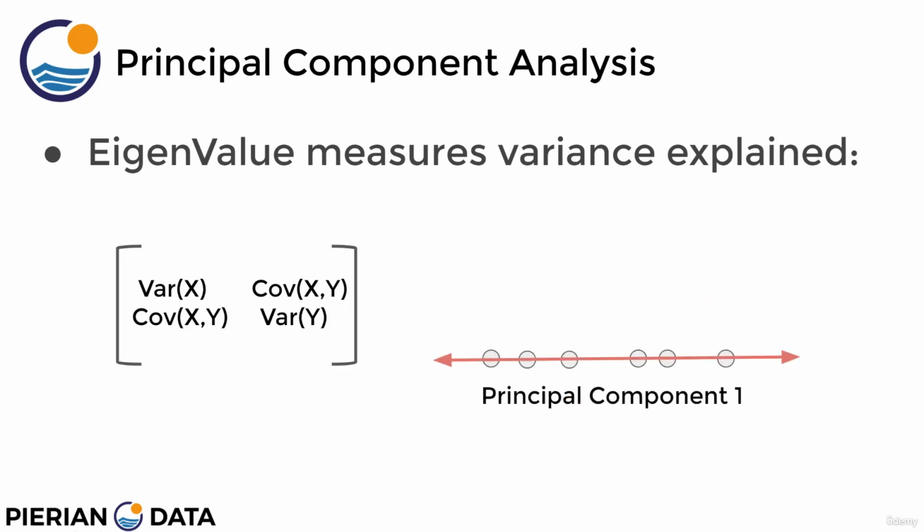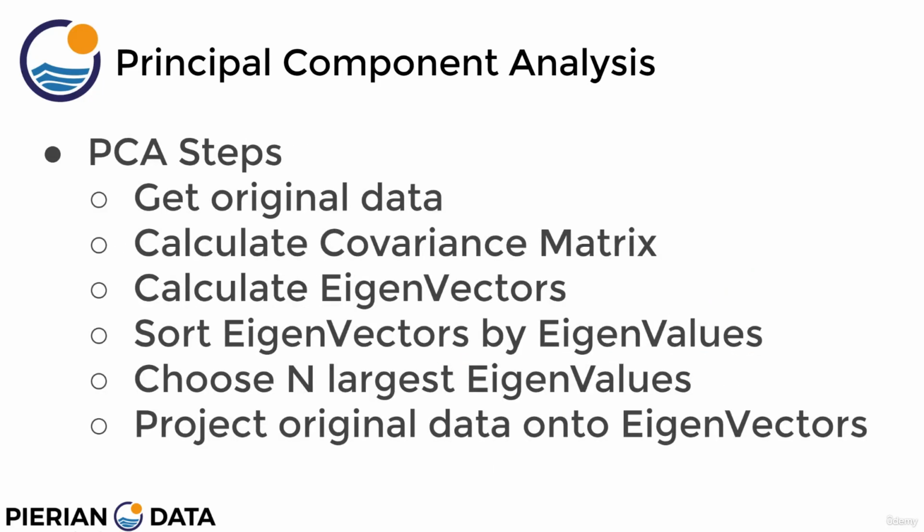And then we could rewrite this as the first principal component. So the PCA steps written out are to first get your original data, second calculate the covariance matrix, then calculate the eigenvectors, sort the eigenvectors by their eigenvalues, and choose your n largest eigenvalues. So for example, if you wanted to go from 2 dimensions down to 1 dimension, you would choose your n equal to 1 largest eigenvalue. So that ends up with 1 eigenvector, your 1 principal component. Then you project the original data onto the eigenvectors.